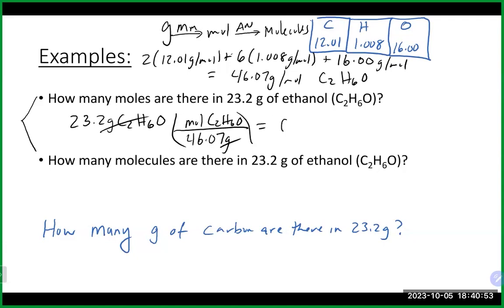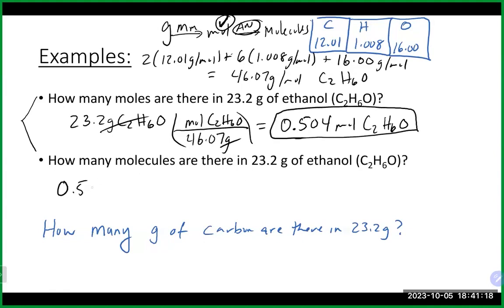The grams will cancel. So since we do want an answer here, we'll take 23.2 and divide it by 46.07, and that will get us 0.504 moles of our C2H6O. Any questions on that so far? That gets us again up to here in terms of our pathway. So now we can use Avogadro's number to take it the rest of the way. I'm going to write the rounded number because we did want it as an answer here, but I'm going to actually on my calculator just continue on with the whole number that I got on my calculator.